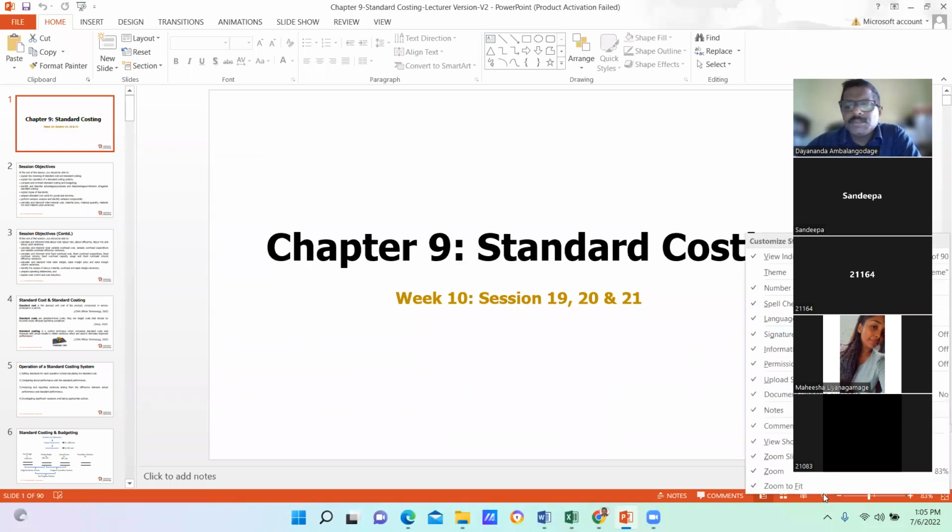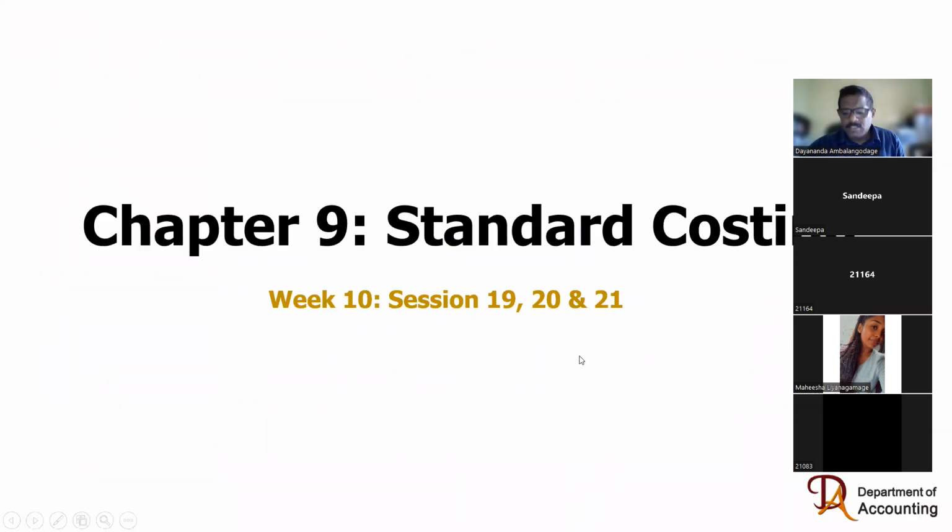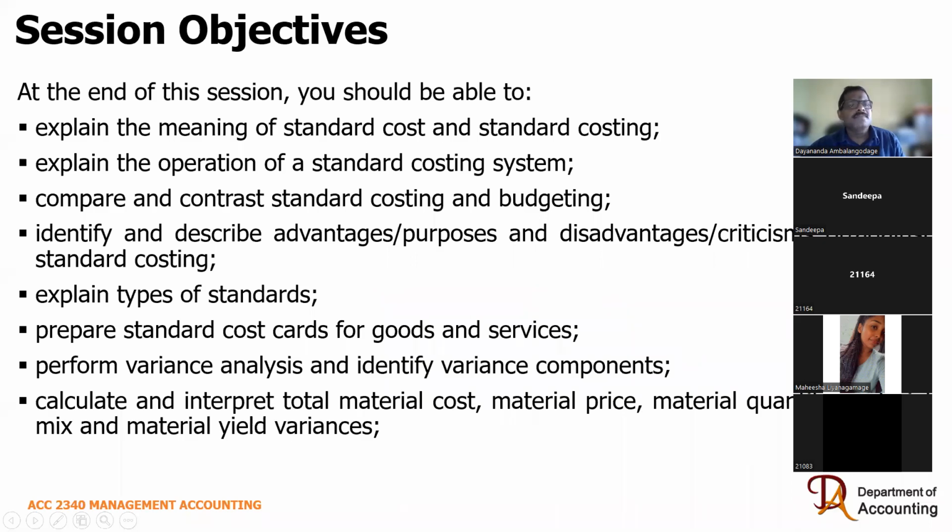So first of all, we have the learning objectives or outcomes, the session objectives. At the end of these sessions, we are talking about standard cost and standard costing, explaining standard cost and standard costing, operations of a standard costing system. And also we compare and contrast standard costing with budgeting. We will be talking about advantages and disadvantages of standard costing and the types of standards.